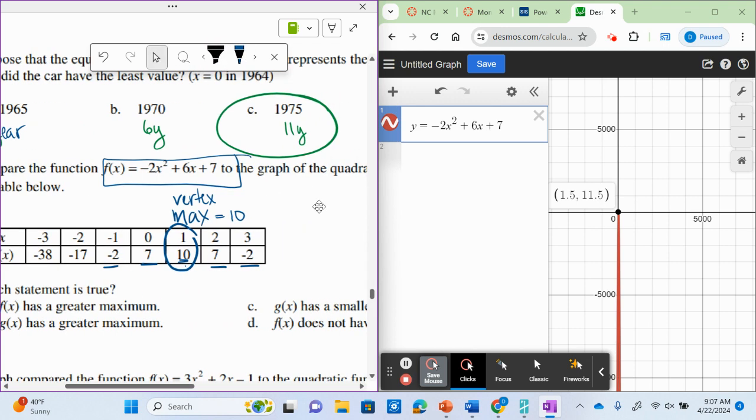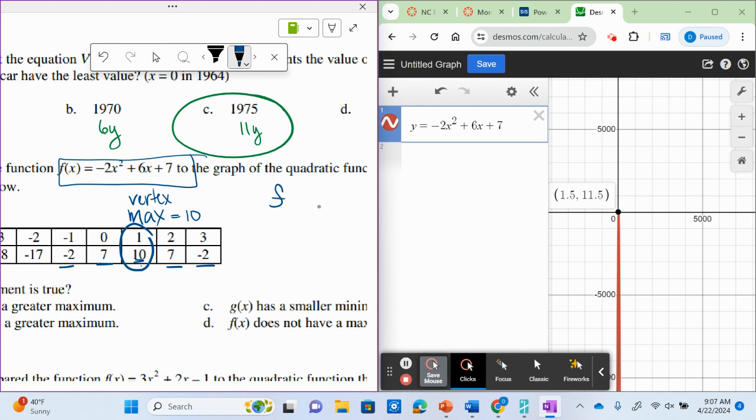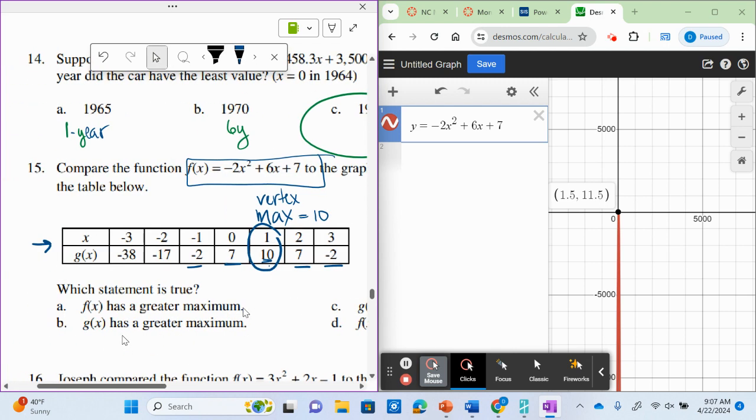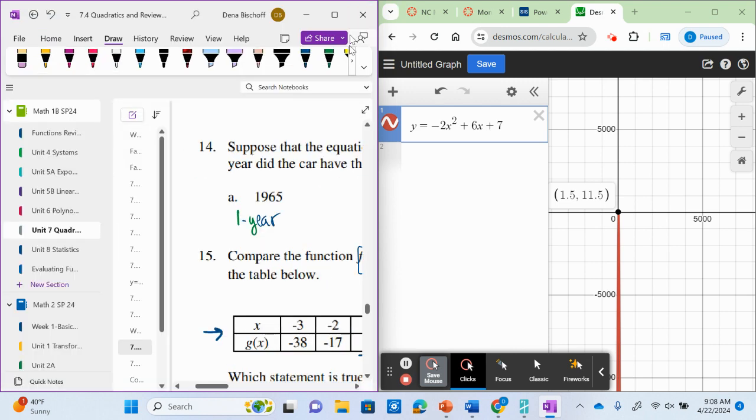Which one has a greater maximum? F of x. F of x has a max at 11.5. So f of x has a greater maximum. That's your answer. So you have to be able to look at a table of values and find your maximum or your minimum.